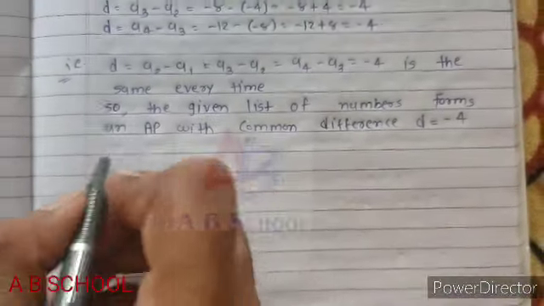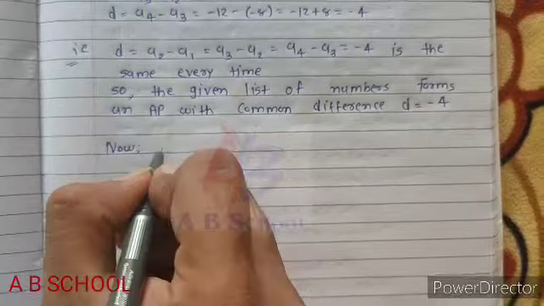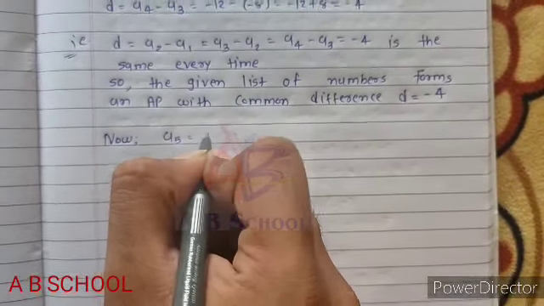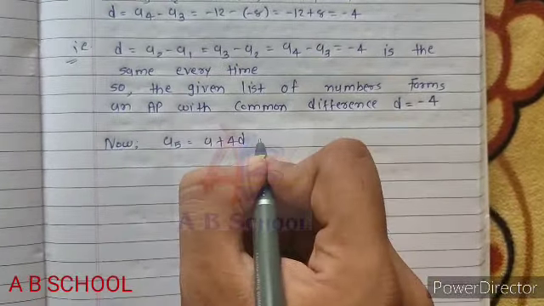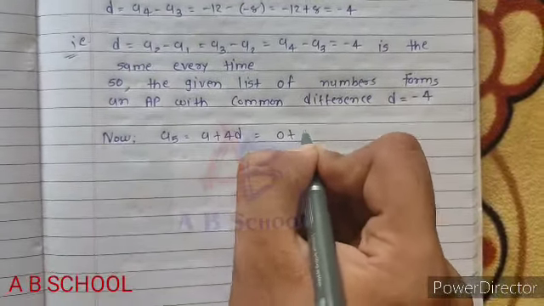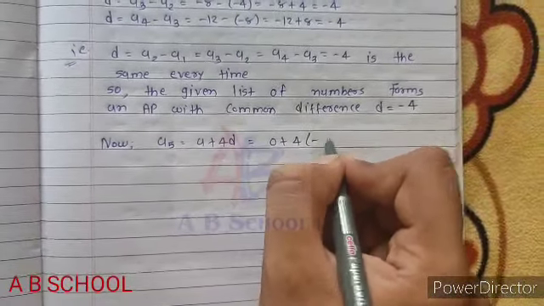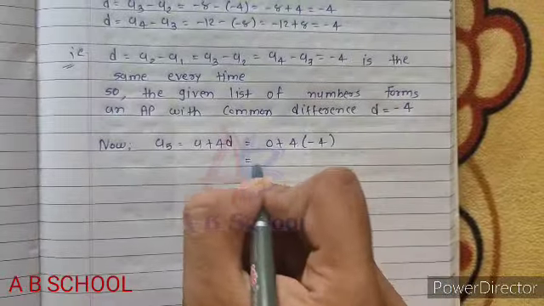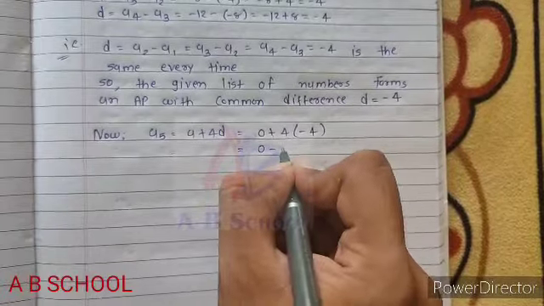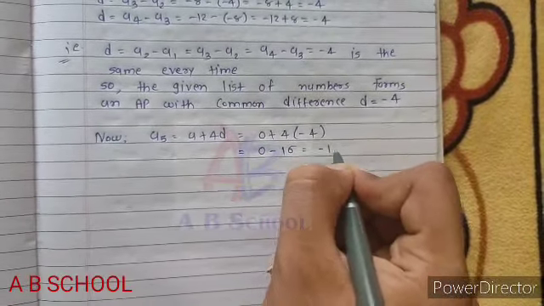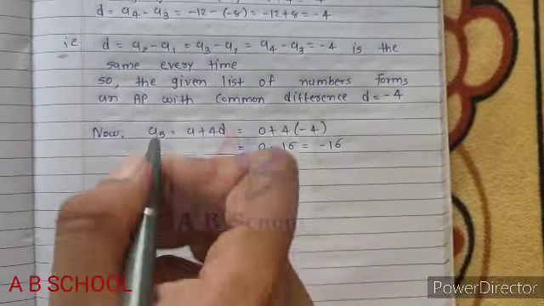Now for the next three terms, by using a general form of AP, A5 is equal to A plus 4 times D. Value of A is equal to 0. Common difference D is equal to minus 4. 0 plus 4 times minus 4 is minus 16. So A5 is equal to minus 16.